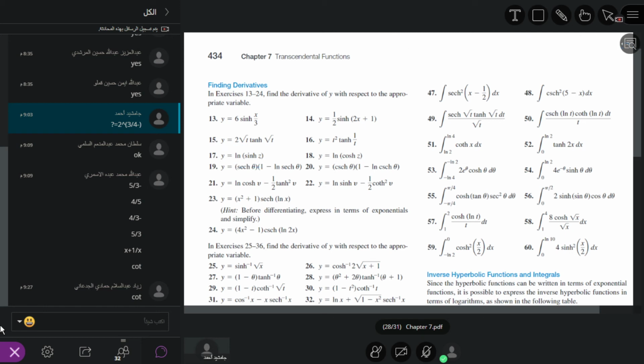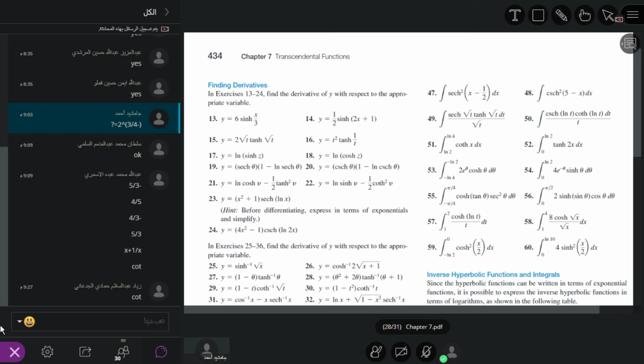After that, we have to solve question number 35. What is question number 35? Y is equal to sine hyperbolic inverse x. Sine hyperbolic inverse, what is the angle? Angle is tan x. Sine hyperbolic inverse and tan x.